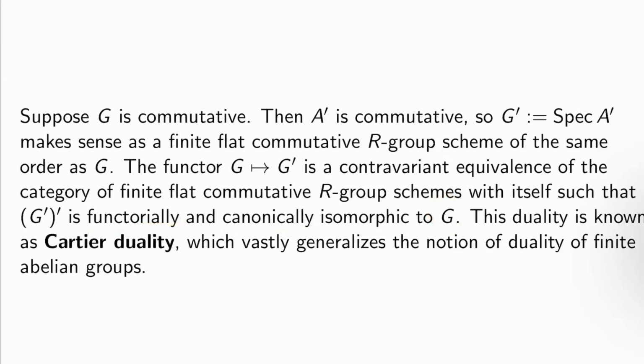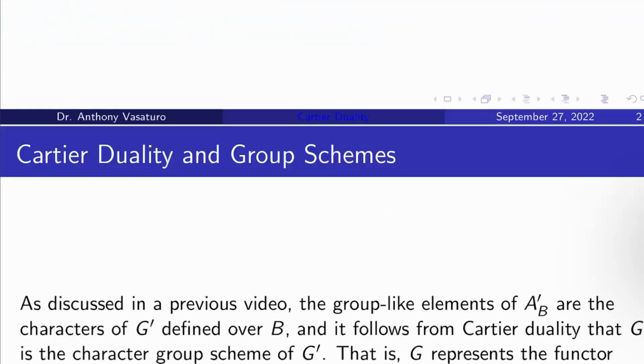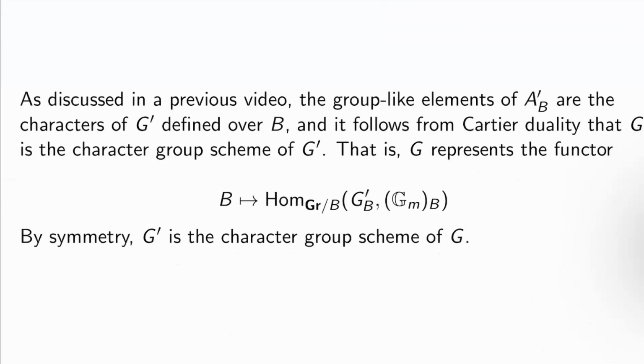And so we have a duality here, right? Just like we do in linear algebra, for example, or in the theory of abelian groups. And this duality is known as Cartier duality, and it vastly generalizes the notion of duality of finite abelian groups, for example. Okay. Now, as discussed in a previous video, the group-like elements of A prime sub B, the base change of A prime to B, are the characters of G prime defined over B. And so it follows from Cartier duality that G is in fact the character group scheme of G prime.